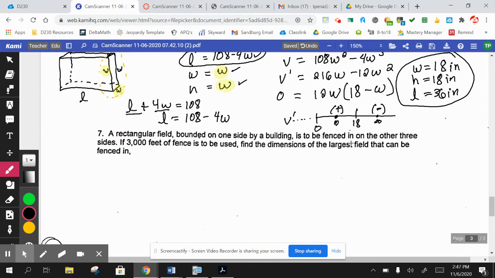All right, the last one. Another classic problem here where you have a rectangular field that is going to be bounded on one side by a building. So if I write the word building, so here's my building. And then we have this fence that's going to be bounding this field, but we only need the fencing on 3 sides because the building is bounding it on the 4th side. You have 3,000 feet of fence to use.